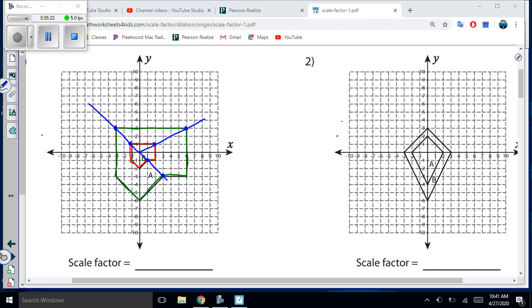I can see that from the origin again, these guys are along this ray. Okay, so that's something to pay attention to. Now, you only really have to do one of these.